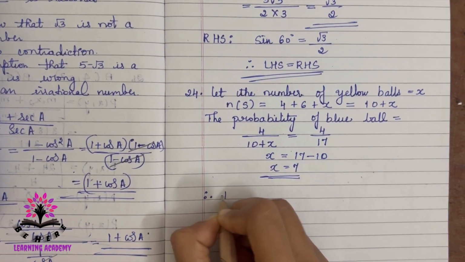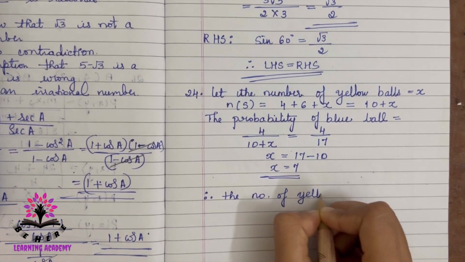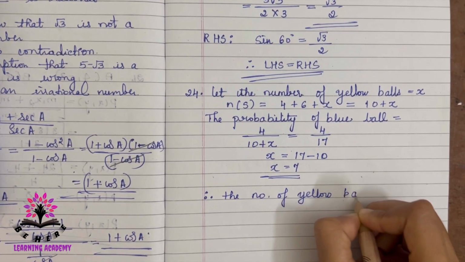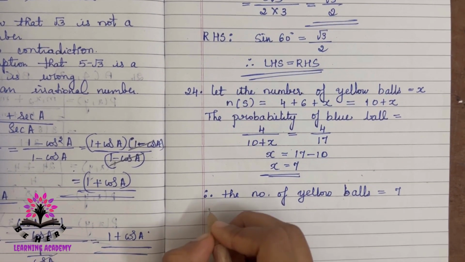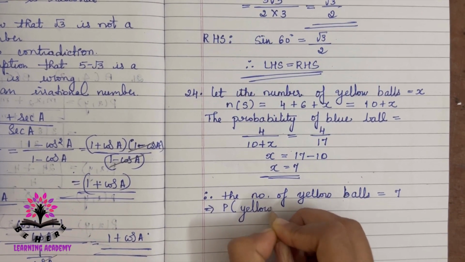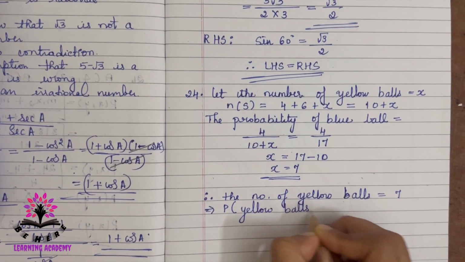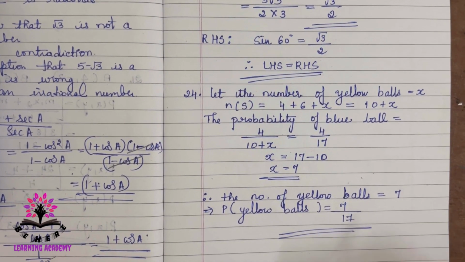Therefore the number of yellow balls is equal to 7. That implies the probability of yellow balls is equal to 7 by 17.